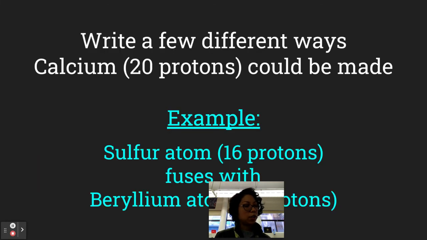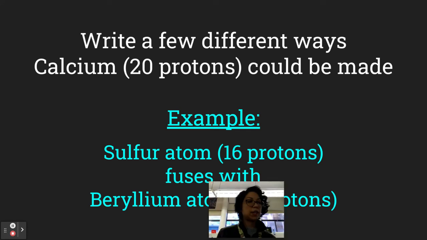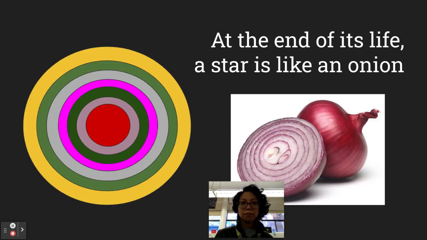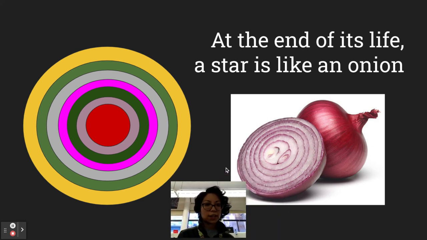Okay, you can skip that second to last question on your notes page that says, what are some ways calcium could be made in a star? Forget about it. Okay, so at the end of its life, a star is kind of like an onion, and it has a bunch of layers that have different elements.